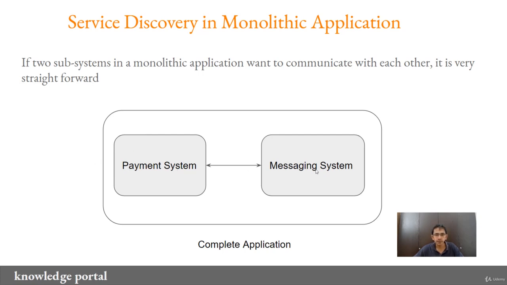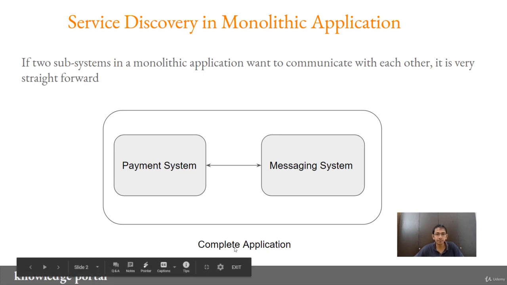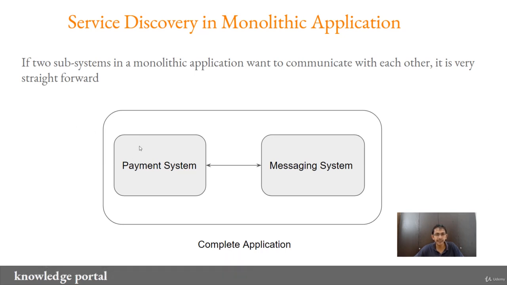So if two subsystems within a monolithic application want to communicate with each other, it is very straightforward. All you can do is have a function call between both of them, and that is a much faster and easier thing to do. However, monolithic comes with its own disadvantage. Let's assume that this complete application goes down, then all of the subsystems, be it payment system, messaging system or any other system that is part of it, will also be unavailable.